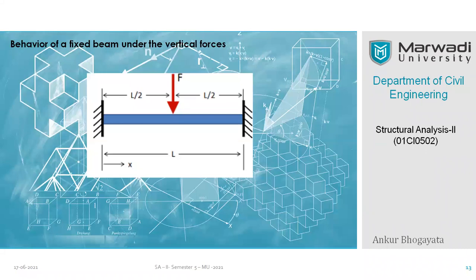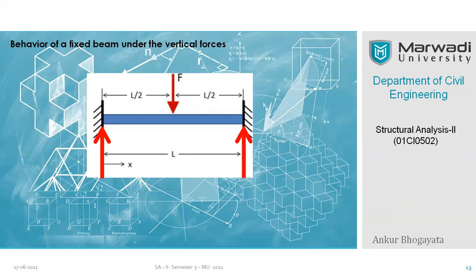I'm going to explain the basic behavior of a fixed beam under vertical forces. Imagine that this is a beam having two ends fixed. Let's say the left-hand support is support A, and the right-hand support is support B. So we have two supports. L is the length, and it is centrally loaded with a point load F. Now, because of the action F, let's see what reactions are induced.